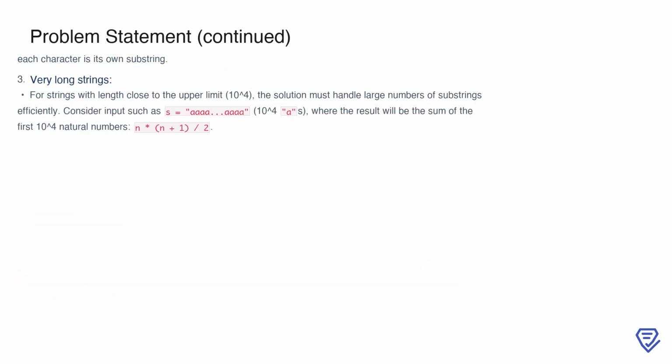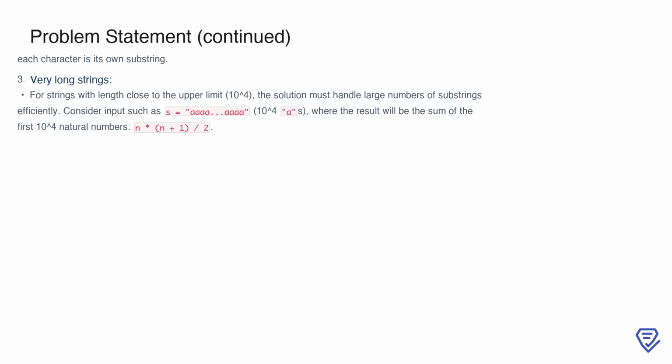Finally, for very long strings, especially those close to the upper limit of 10,000 characters, it's crucial that the solution handles the large number of substrings efficiently. For example, if the input string is composed entirely of the same character repeated 10,000 times, the result will be the sum of the first 10,000 natural numbers, which can be calculated using the formula n(n+1)/2. This ensures we can compute the output in a manner that avoids unnecessary computations, even for strings of maximum length.